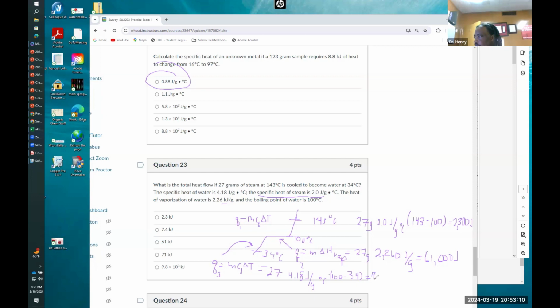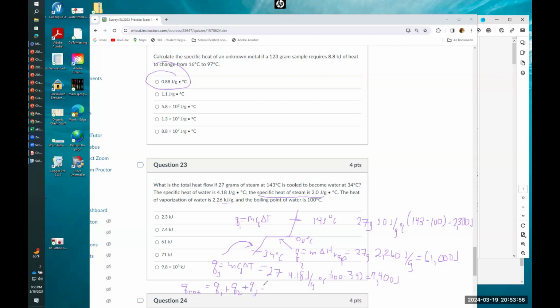So we have 2 sig figs, so that's going to be 7,400 joules. So if we add them all together, our Q total is going to be Q1 plus Q2 plus Q3.